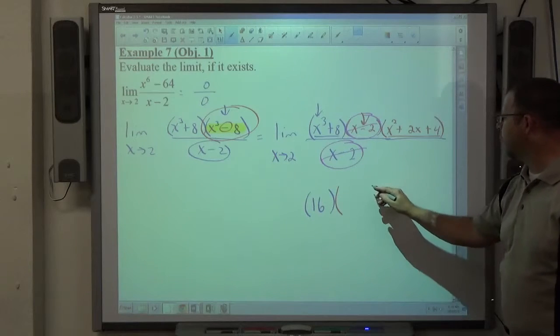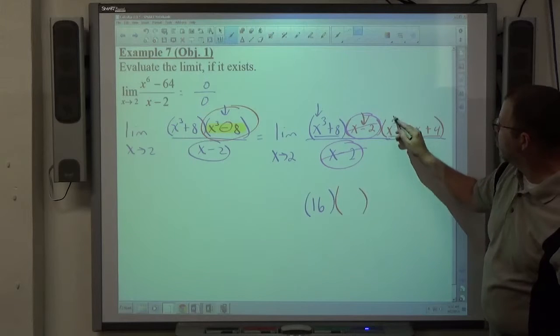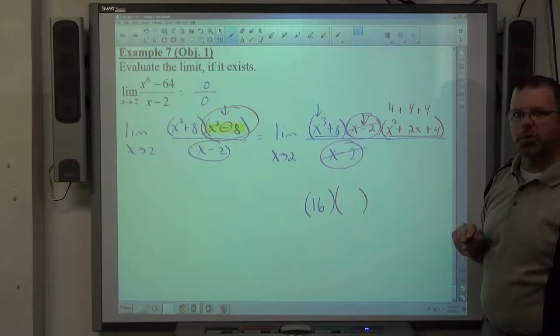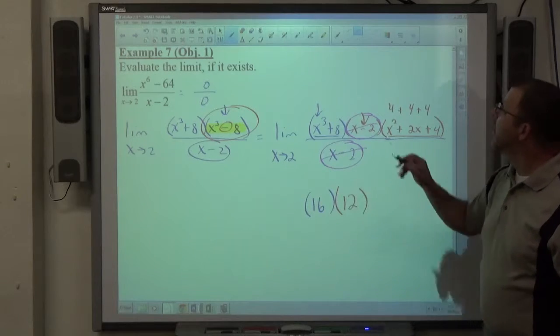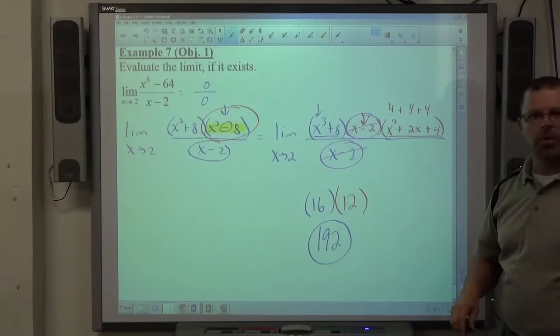Okay, if I put 2 into the red one, now this is a little bit more elaborate, so let's just look at each piece. 2 squared is 4. 2 times 2 is 4. 4 is 4. 4 plus 4 plus 4 is 12, right? And 16 times 12 equals 192, which is the answer to the problem.